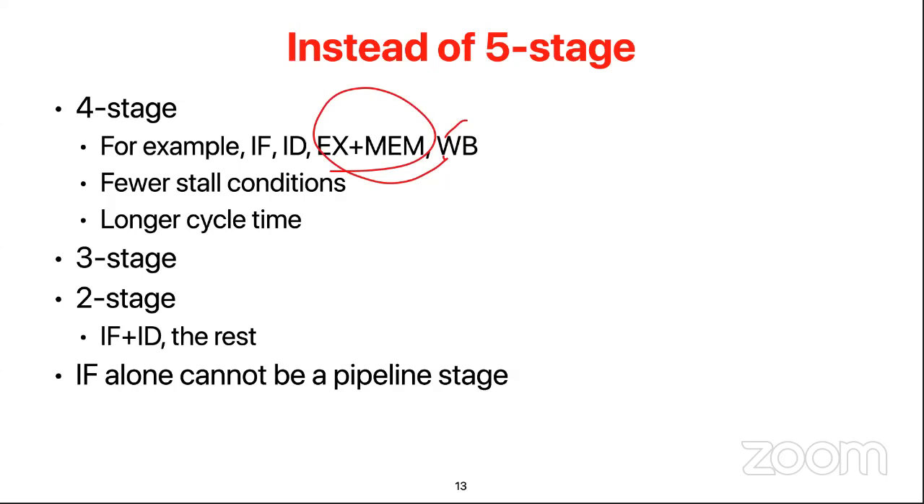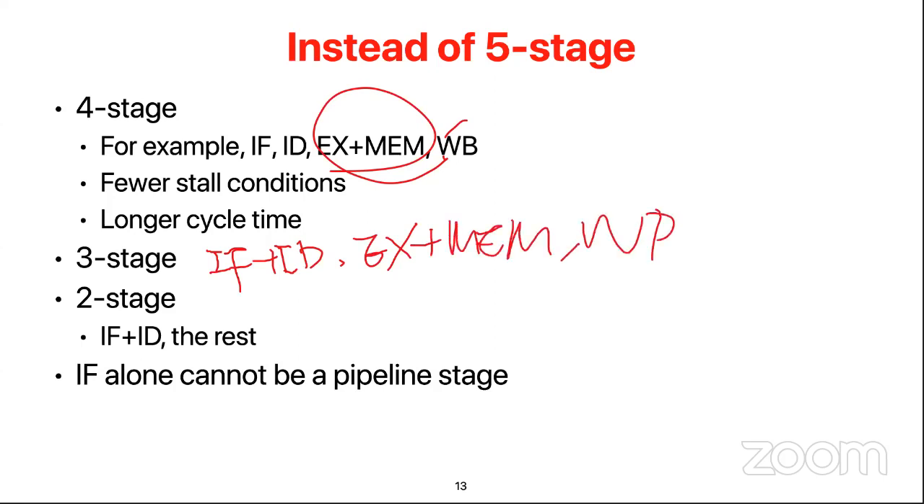For a 3-stage pipeline, you could do whatever you want, for example IF plus ID, and then EX plus MEM or write back. So this would be an example way of making it 3-stage.